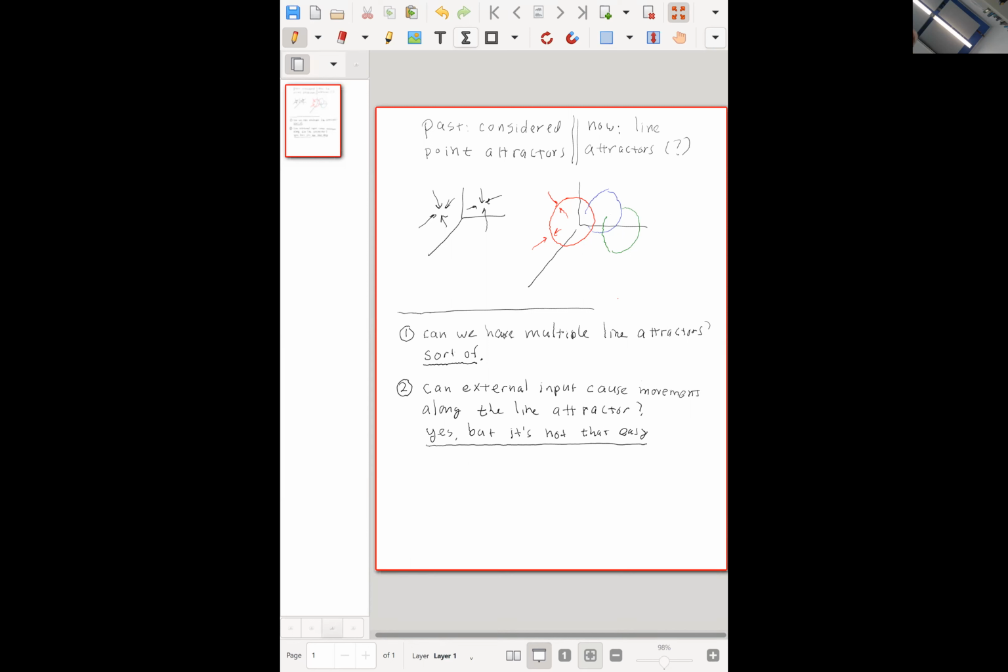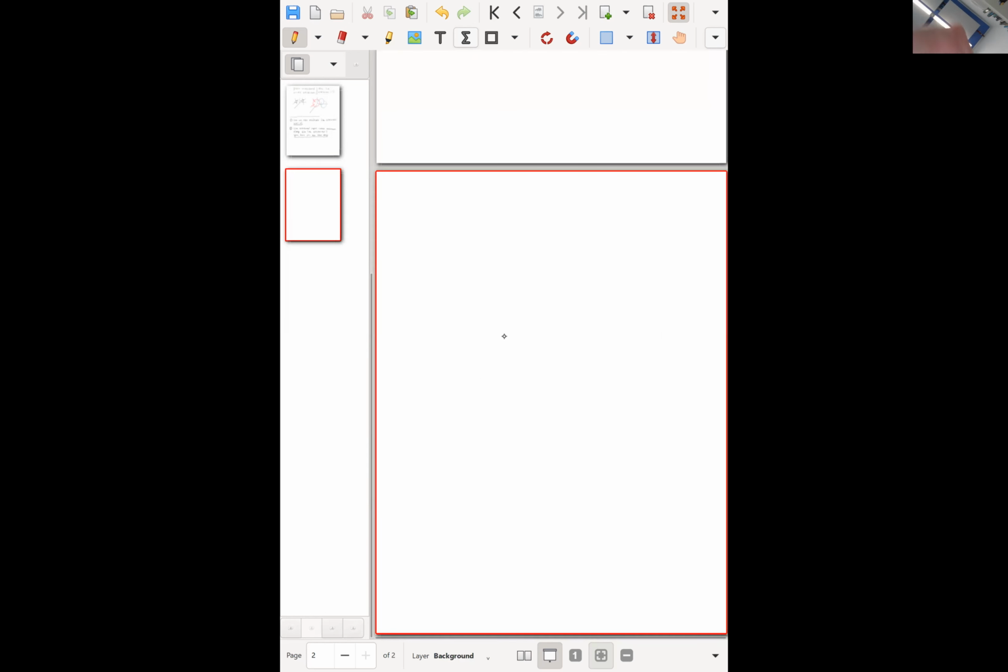Okay, so those are the two questions we want to answer today. After that, we'll be pretty much done with line attractors, and we'll go on to other recurrent structures. Okay, so question number one. So first of all, let's review. One line attractor looks like this.